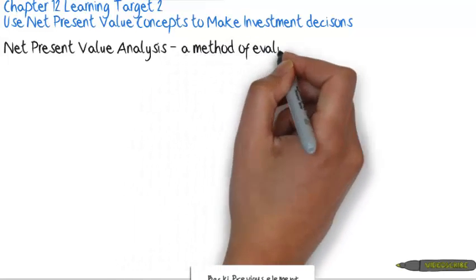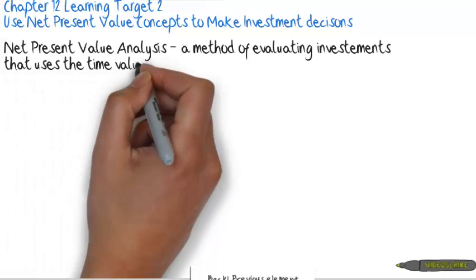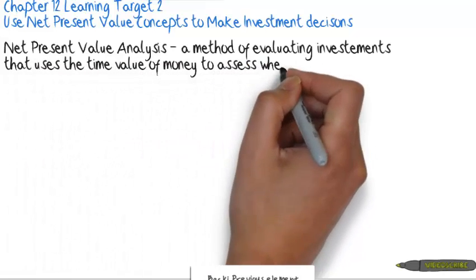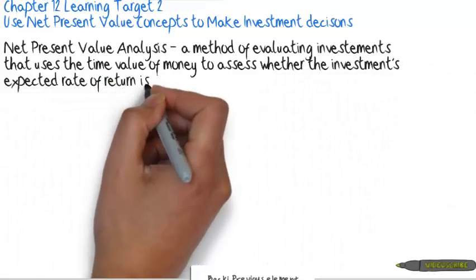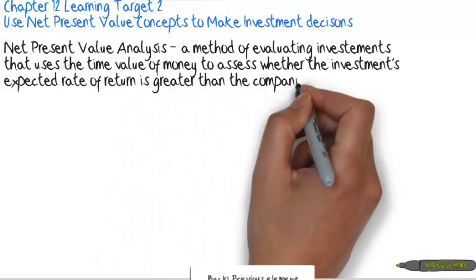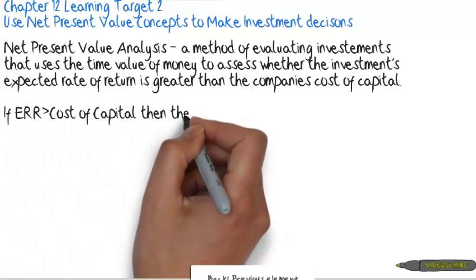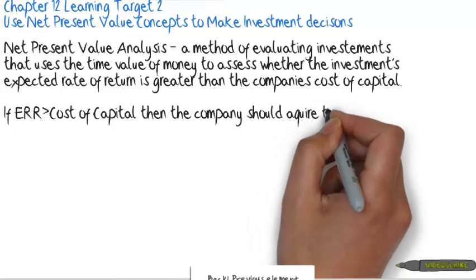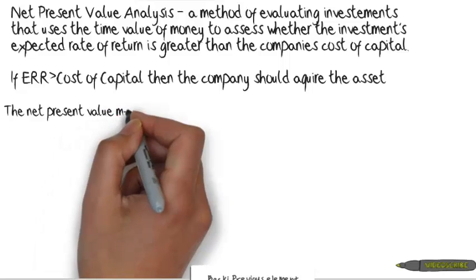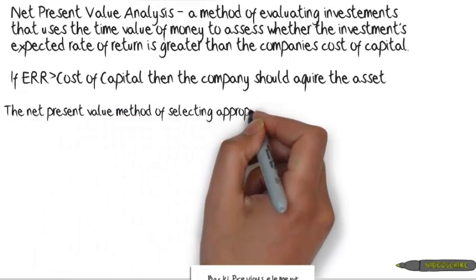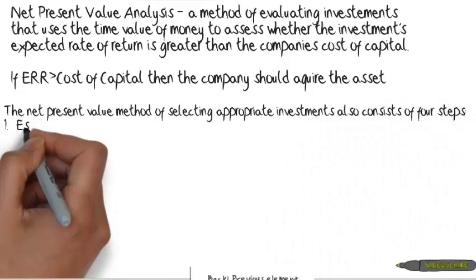Net present value analysis is a method of evaluating investments that uses the time value of money to assess whether the investment's expected rate of return is greater than the company's cost of capital. If the expected rate of return is greater than the cost of capital, then the company should acquire the asset. If the expected rate of return is less than the cost of capital, then the company should not acquire the asset. The net present value method of selecting appropriate investments also consists of 4 steps.